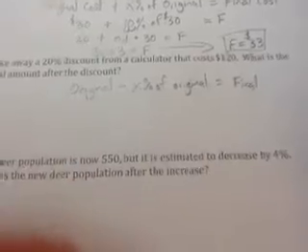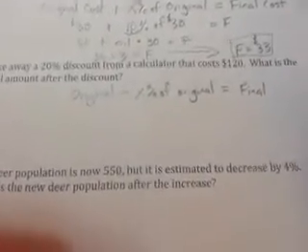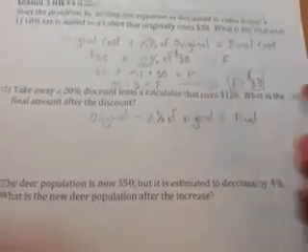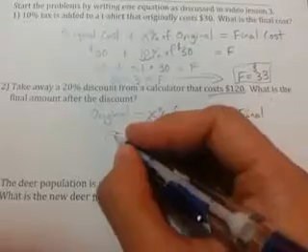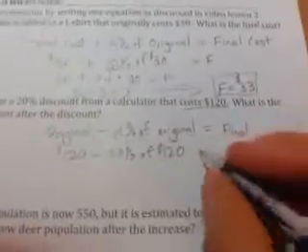Again, we fill in whatever I know, and give a variable for all the things I don't know. Do I know the original amount? Yeah, it cost $120. And then I'm taking away, do I know the percent? Yeah, I'm taking away 20% of the $120. Do I know the final? No, I do not.